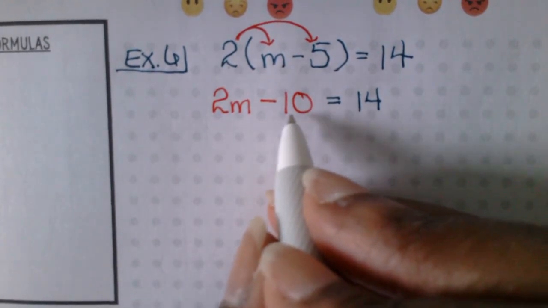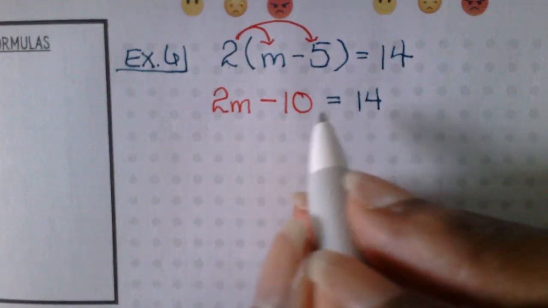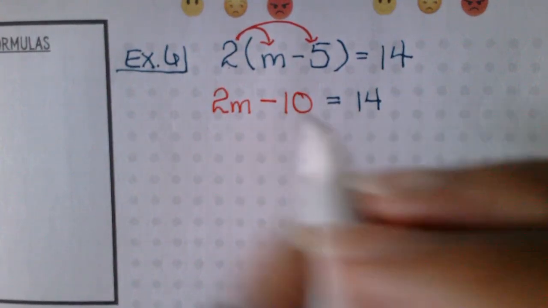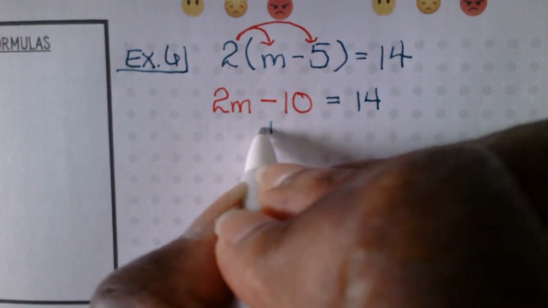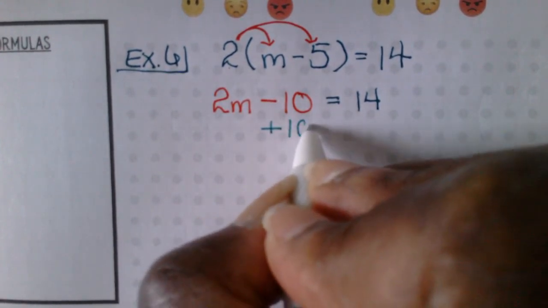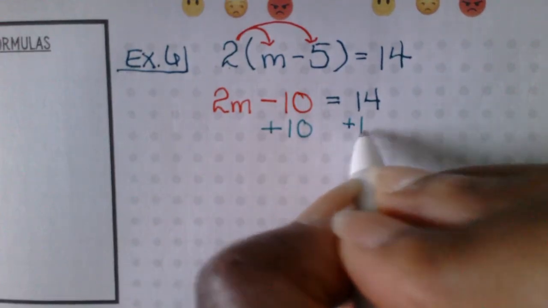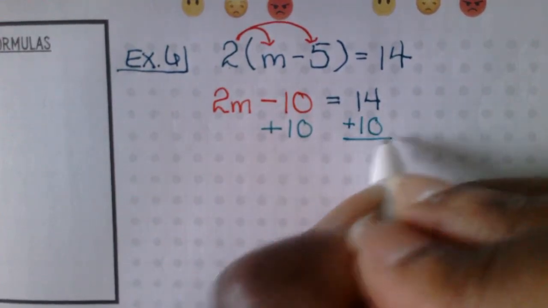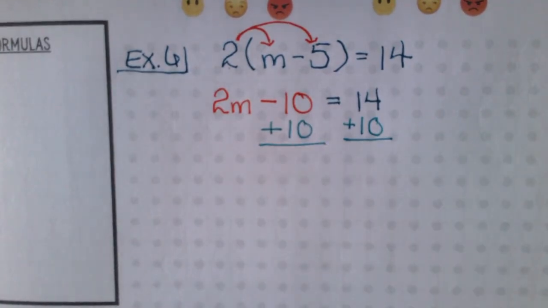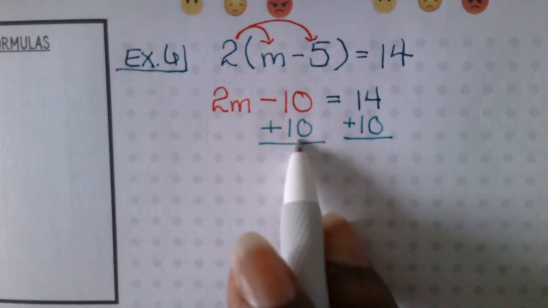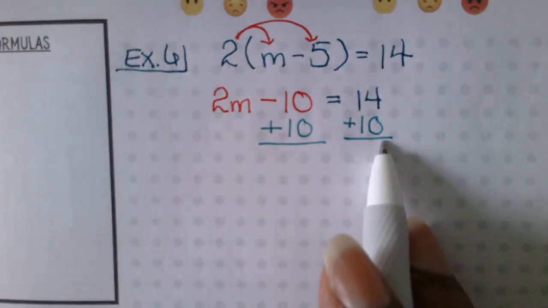So we need to get rid of this minus 10. So how do I get rid of it? Do its inverse, which is plus 10. Okay. Whatever you do on one side, you have to do to the other side.